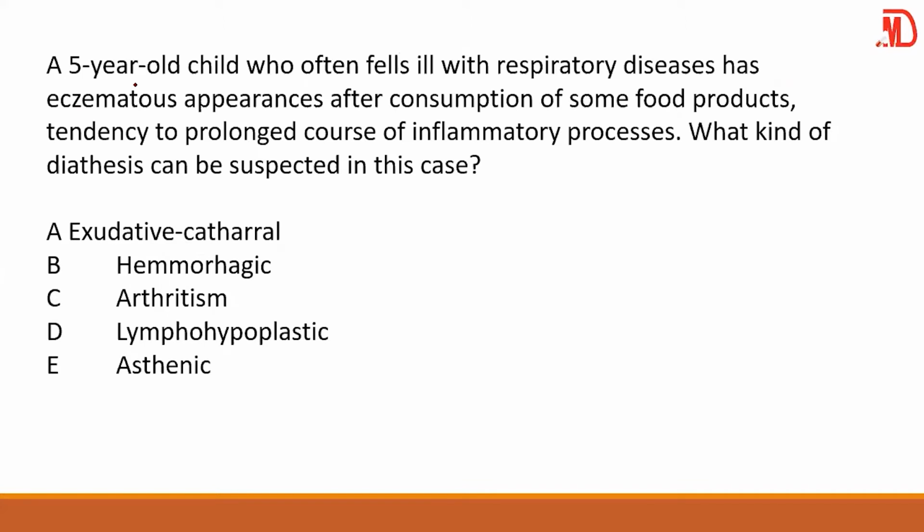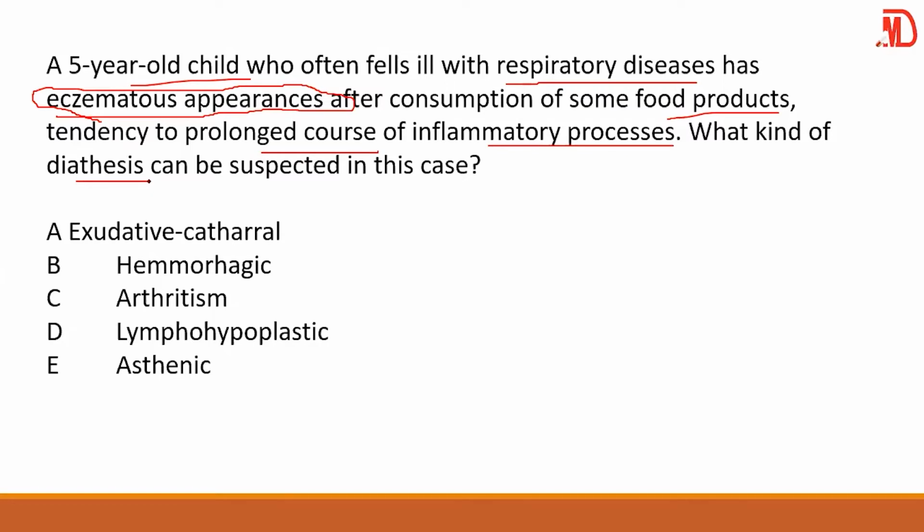All right. Now we have a 5-year-old child who often feels ill with respiratory disease. So all the time, the same problem. And look at it, it has eczematous appearances. When we say eczematous appearances, I may mention that eczema has to do with dermatitis, or a problem with allergic reaction. So this patient is suffering from this kind of allergic reaction after consumption of some food product. Now, a tendency to prolonged course of inflammatory process. What kind of diathesis can be suspected in this case?